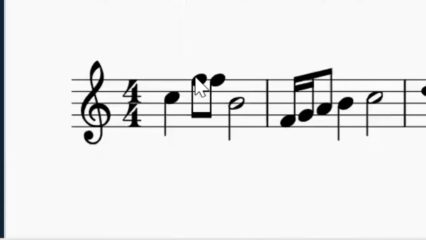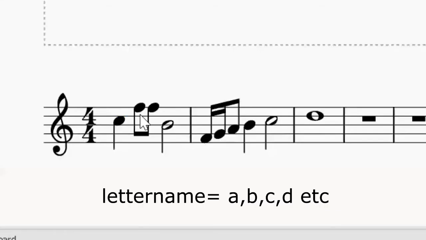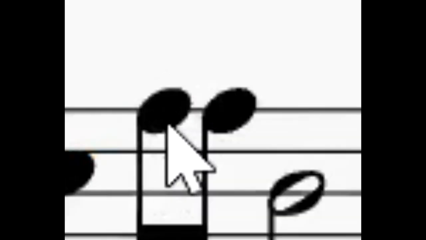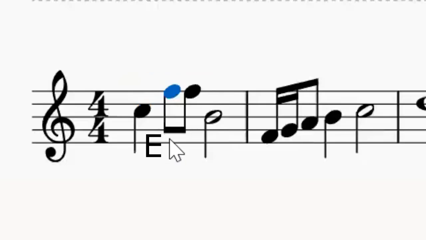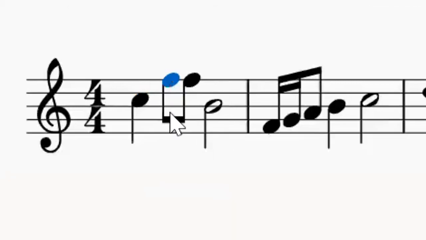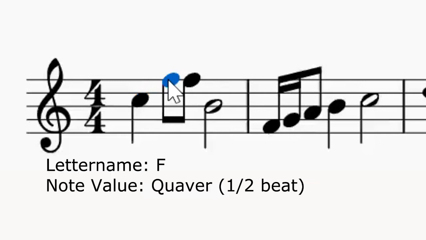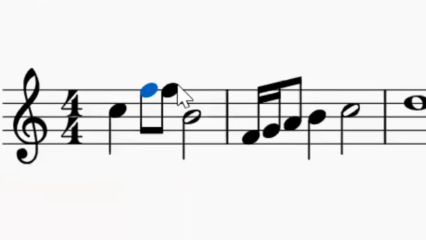And let's work out now the letter name. Letter name being different from note value. So now if I say, what's the letter name? If you answer me half a beat, it's wrong. It's not half a beat. It is actually an F. If you look here, every good boy drinks Fanta. F, okay? It's an F and it's a quaver. So its letter name is F and its note value is that of a quaver, which is half a beat, okay?